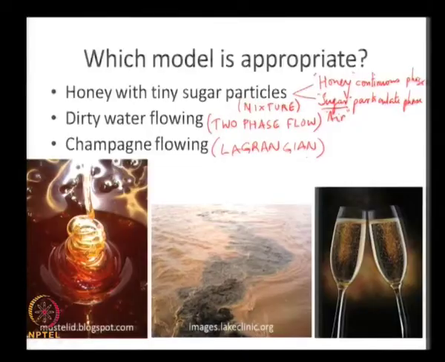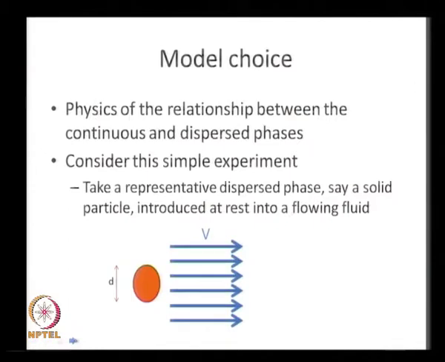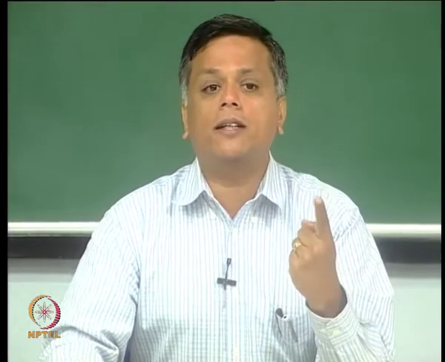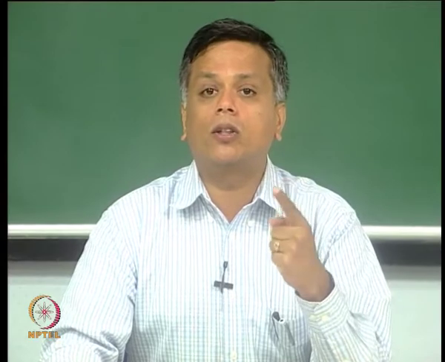Okay. All right. So, we will now move into a quantitative description of how to arrive at these modeling choices. We have the first model, which is the exact model that is valid in all two phase flow situations, except it is computationally intensive. We have the second model, which is the mixture model, which is valid in situations where firstly, I can postulate a continuum for the dispersed phase.